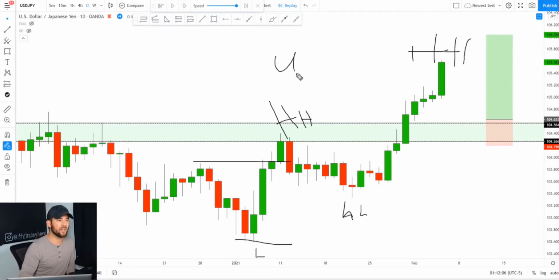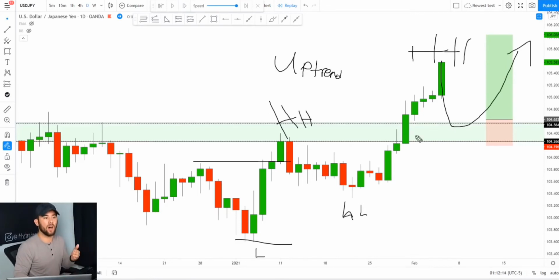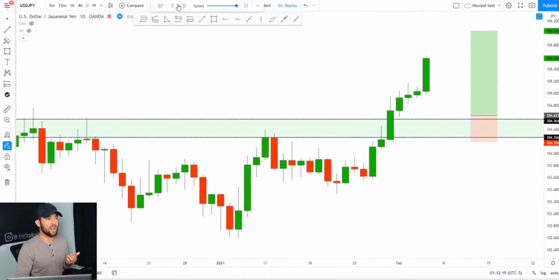This would be considered an uptrend. If we're in an uptrend, what am I trying to do? I'm trying to capture the end of a pullback so I can catch the next impulsive leg of this uptrend on the daily chart. So what I have to do in this case is wait for a pullback.